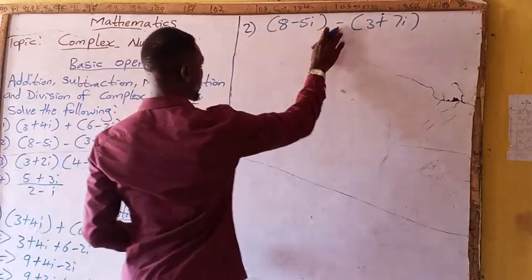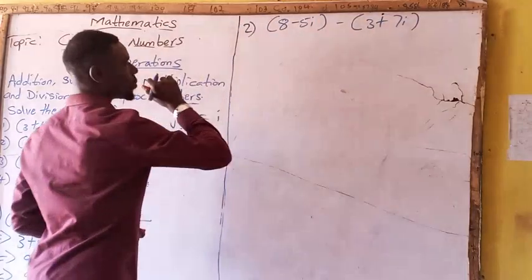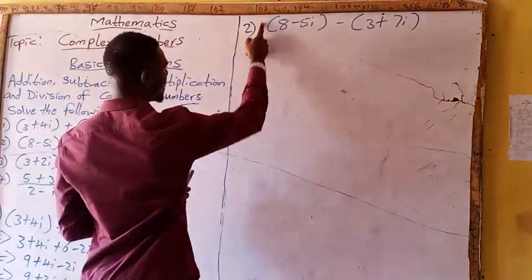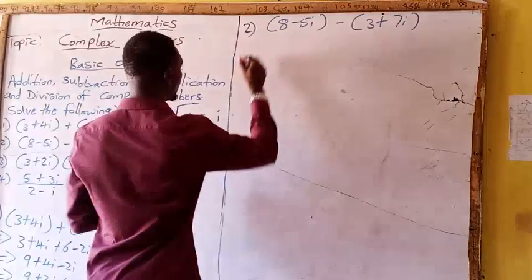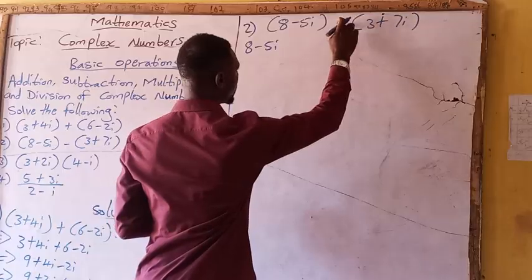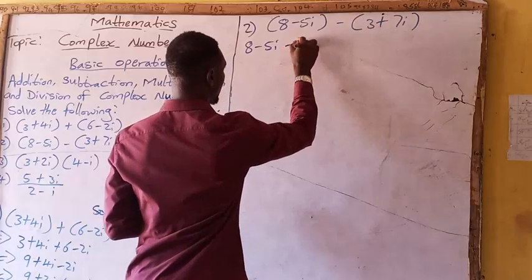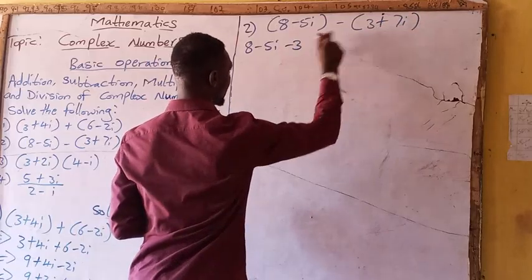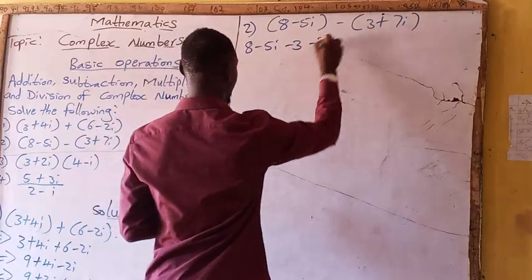Now, this is subtraction. So let us collect like terms. Before you collect like terms, use this sign outside to open this bracket. You have 8 - 5i. Use this negative to open: this times the plus that is here gives you minus 3. This times the plus in front of this 7i gives us minus 7i.